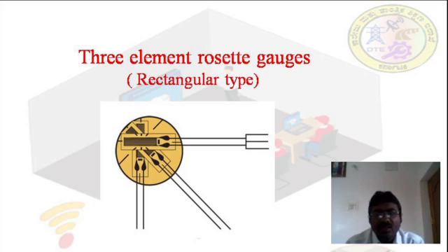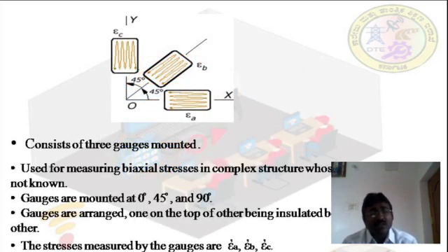Here in the figure you can see there. As the name itself suggests, it consists of three gauges. This three element rosette gauge is mainly used for measuring the biaxial stresses in a complex structure whose directions are not known. In the figure you can see the gauges are mounted at 0 degree, 45 degree and 90 degree. That type of pattern is called the rectangular type three element rosette gauge.